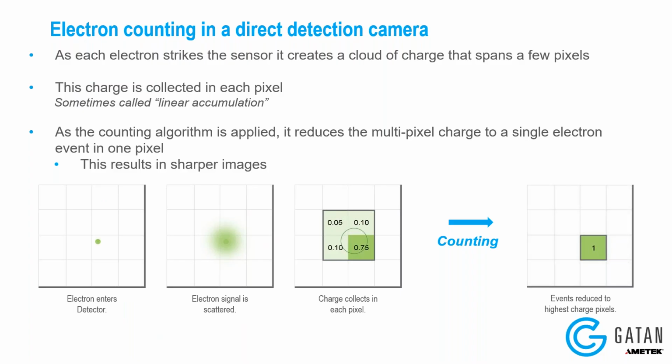But if we apply a counting algorithm, like we do at Gatan, this reduces the multi-pixel charge cloud to a single electron event in one pixel. And this results in much sharper images. And for all of Gatan's counting cameras, K2, K3, the Metro cameras, Alpine as well, these all apply this counting algorithm in real time as the data is being collected. So thousands of times per second, this algorithm is applied to these very large images, and we're able to count the electrons in real time as the camera is acquiring.